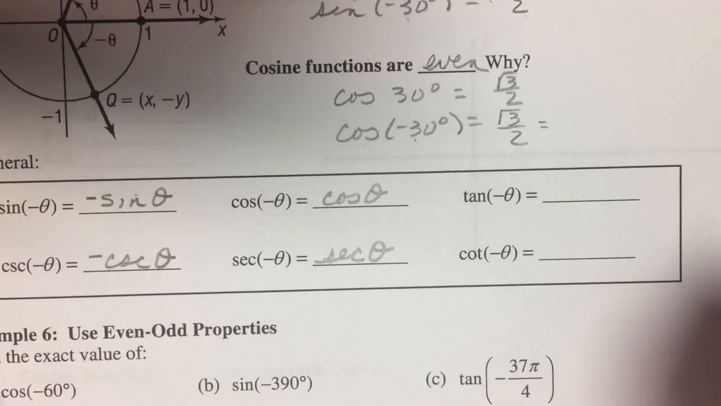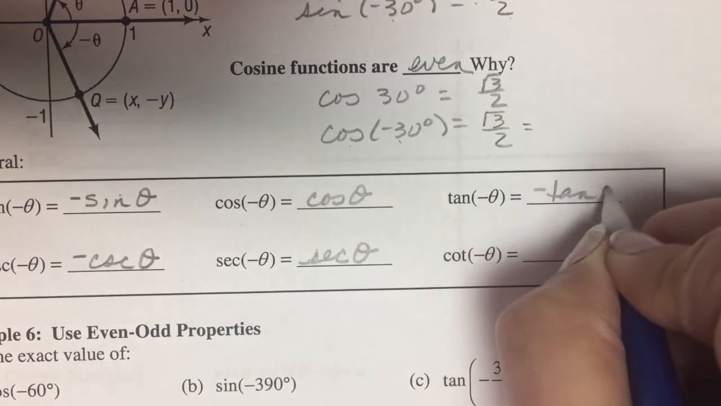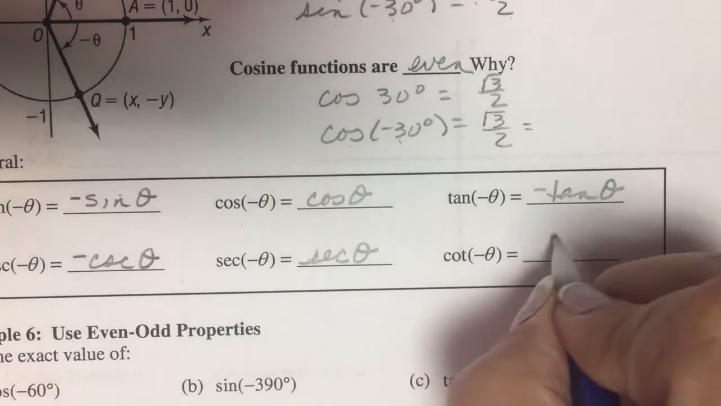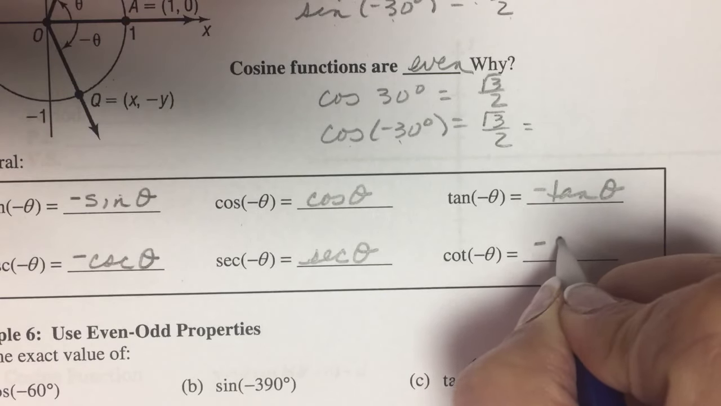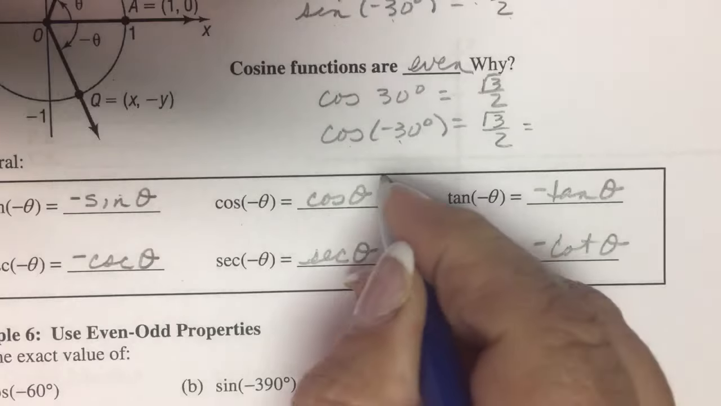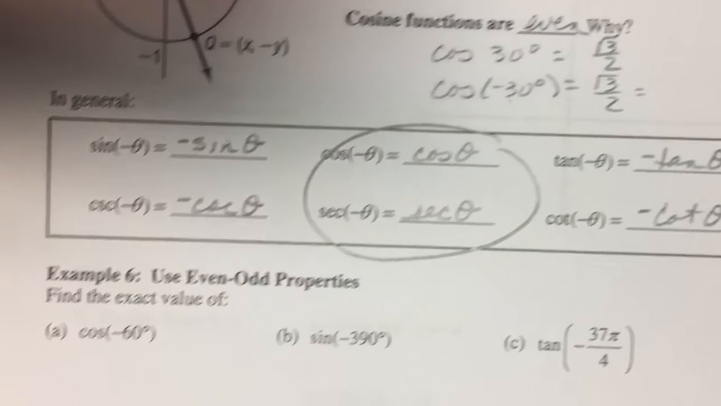Tangent is also odd. So the tangent of negative theta is the negative tangent of theta, which means cotangent is also odd. So the cotangent of negative theta is the negative cotangent of theta. So cosine and its reciprocal are the only even trig functions. Everything else is odd.